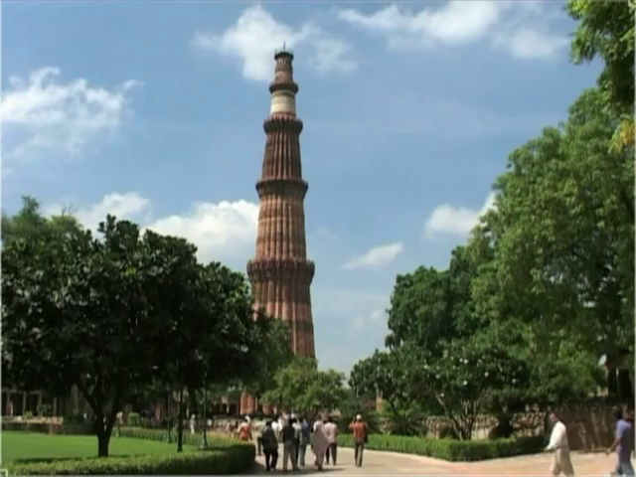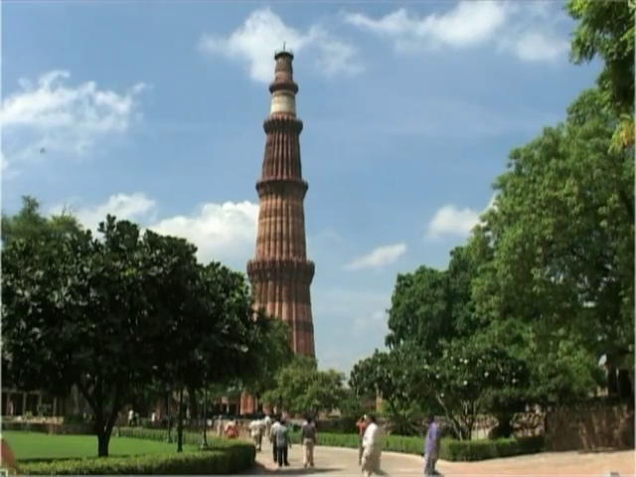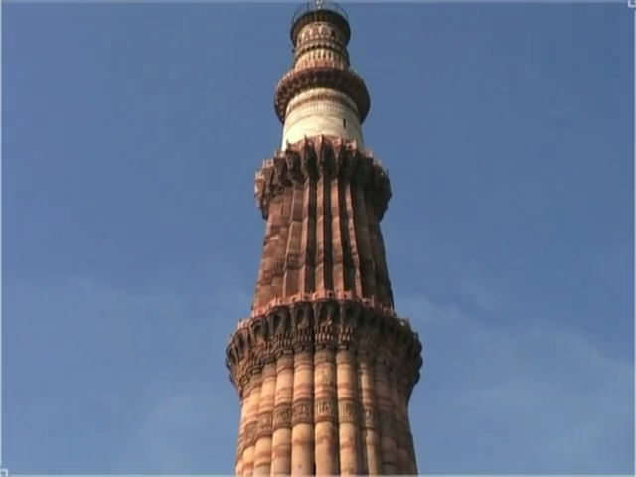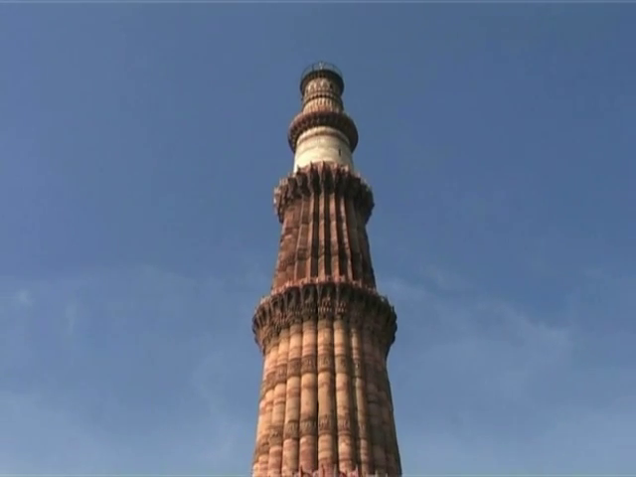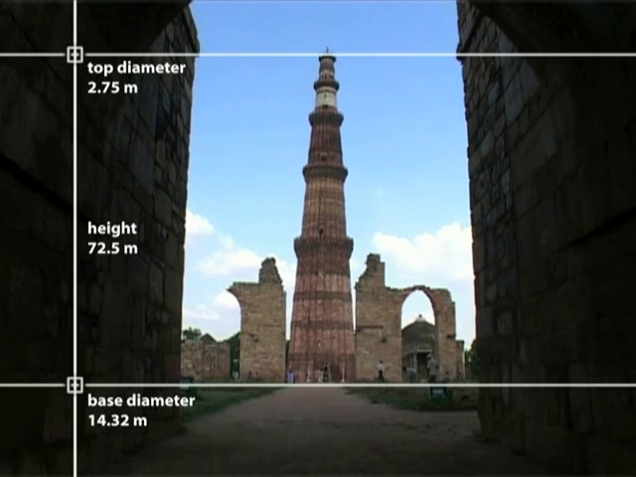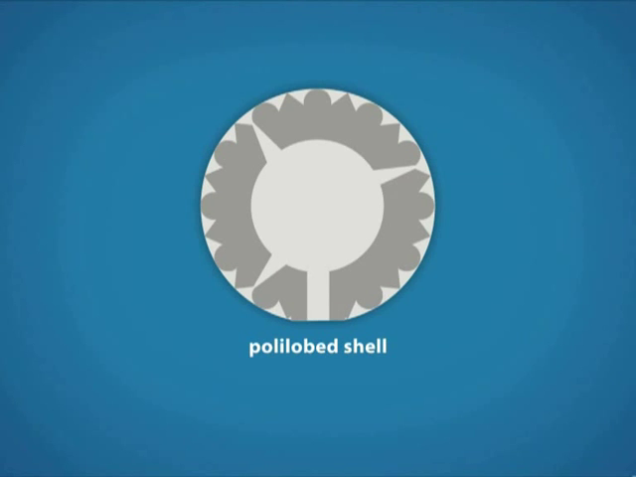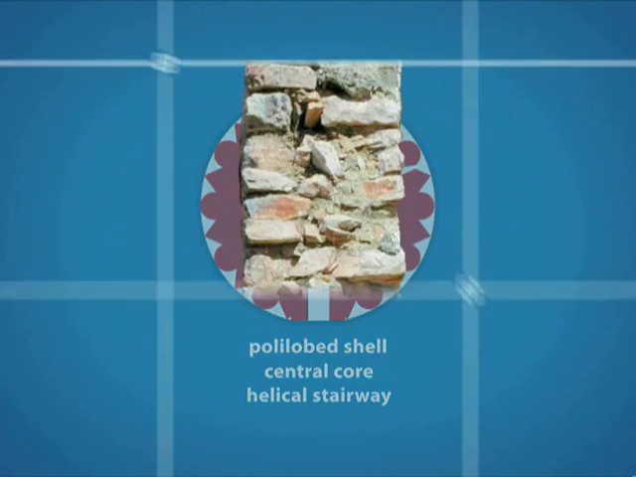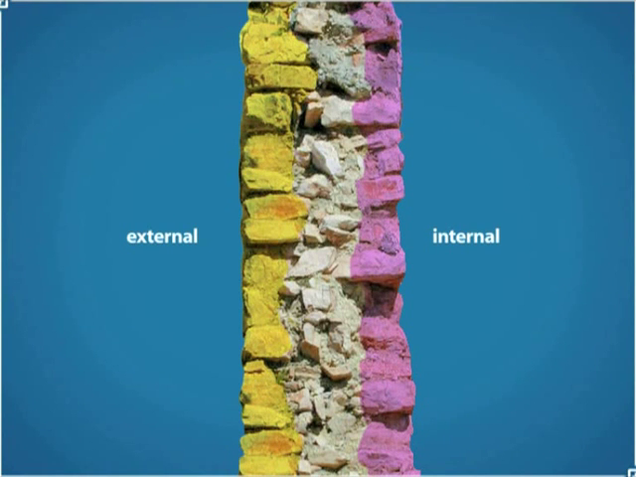The Qutub Minar is the highest stone tower in India and one of the tallest stone masonry towers in the world. Its construction began during the reign of Qutubuddin Aibak around 1202 and was completed by his successor Muhammad bin Sam. The Qutub Minar, rising to a height of 72.5 metres, is composed of an external circular polylobed shell and a cylindrical central core. The core and the external shell are connected by a helical stairway with 379 steps made of Delhi quartzite stone. The Minar outer shell is composed of a 3-leaf masonry wall.